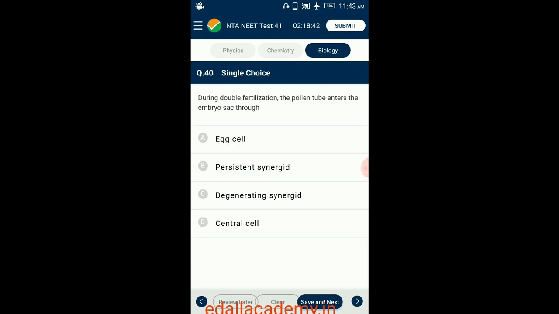Question number 40. During double fertilization, the pollen tube enters the embryo sac through. After entering the ovule, the pollen tube is attracted towards the micropylar end of the embryo sac. The pollen tube pierces one of the two synergids and bursts open into it. The synergid is simultaneously destroyed. So the answer for this question is option C. During double fertilization, the pollen tube enters the embryo sac through the degenerating synergid. So the correct option is C.